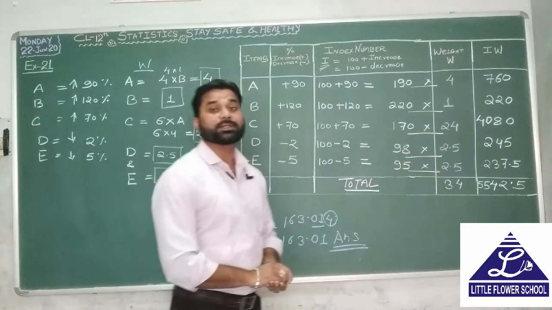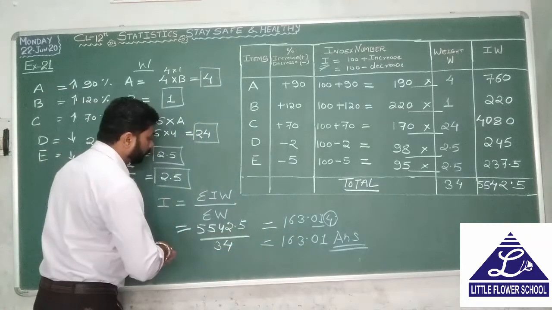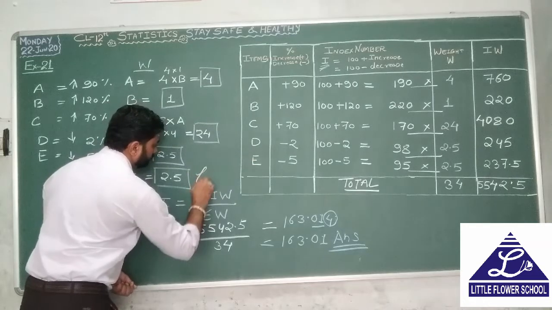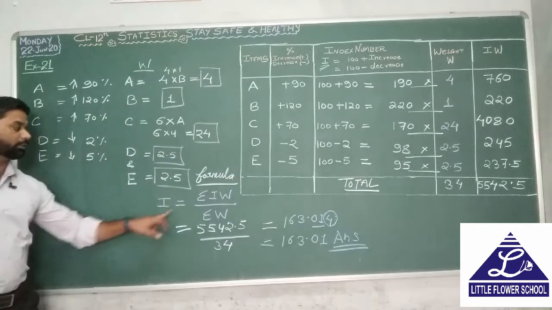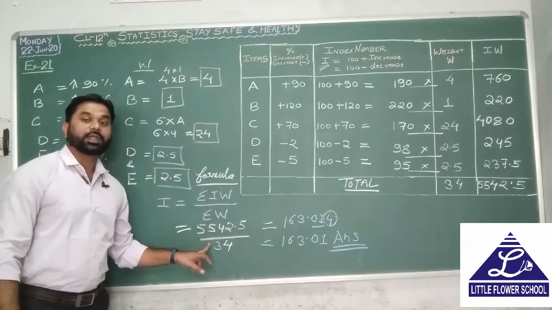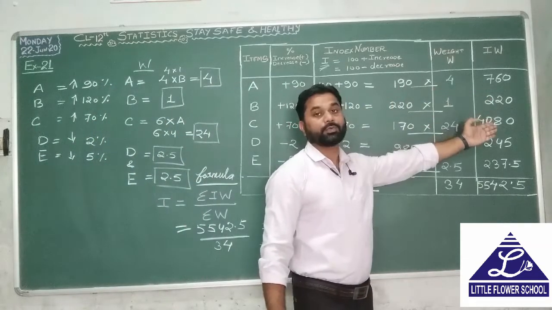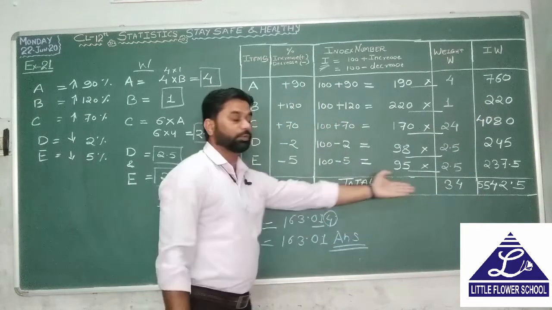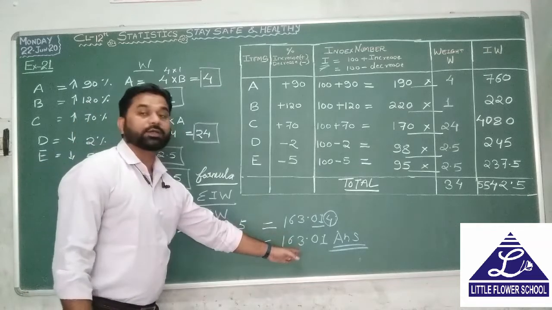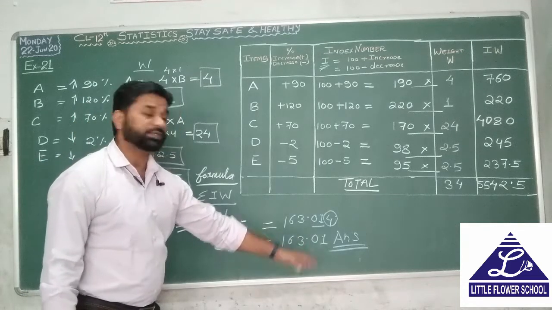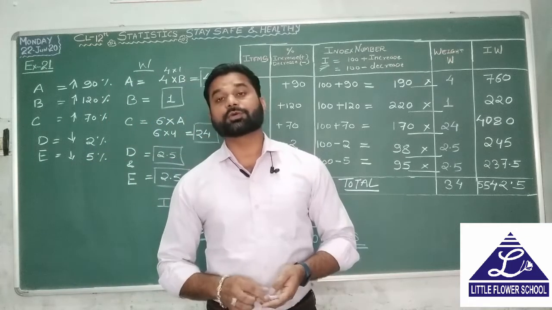Now we have to find out the index number. This is the weightage method, and we have written the formula: I equals sigma IW upon sigma W. We multiply to obtain IW, and we have done the total. Then we put the same values in the formula. After putting them, we find that it comes to about 163.01. I hope you have understood the question.